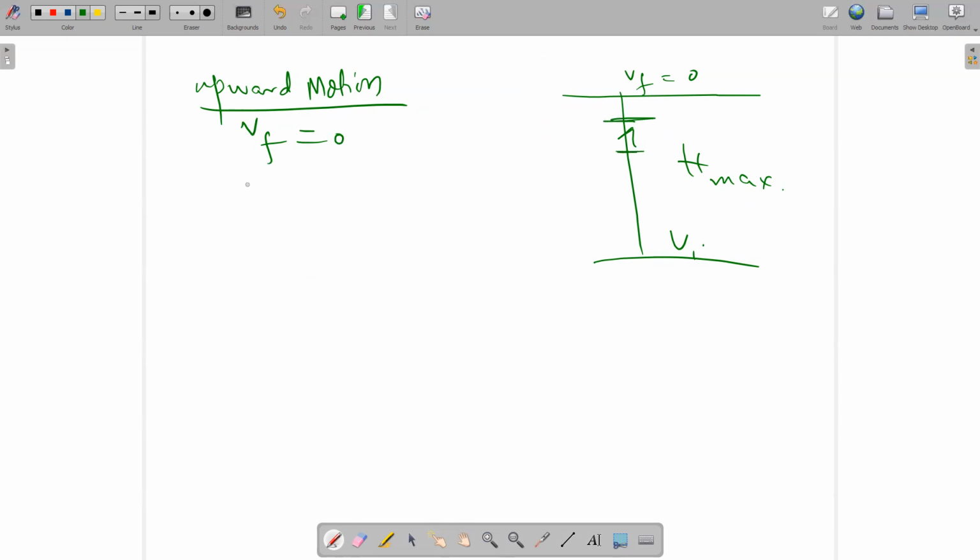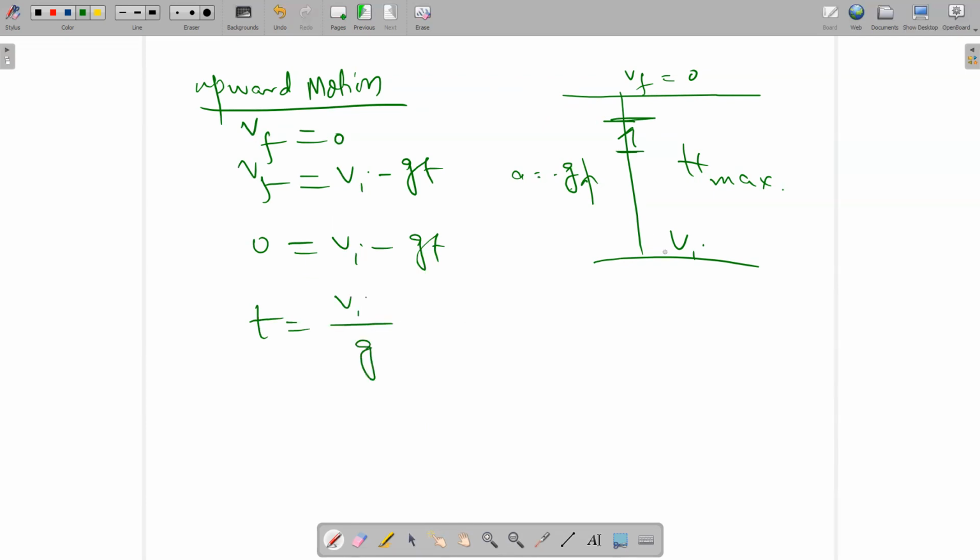So you can apply the formula that VF is equal to VI, and since the body is moving upward, A is equal to minus G, so minus GT. So you can apply this formula: 0 is equal to VI minus GT. So T is equal to VI over G. So this is the time to reach the maximum height.